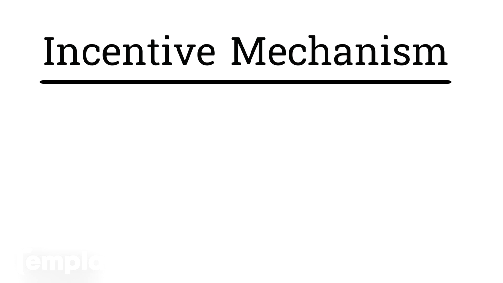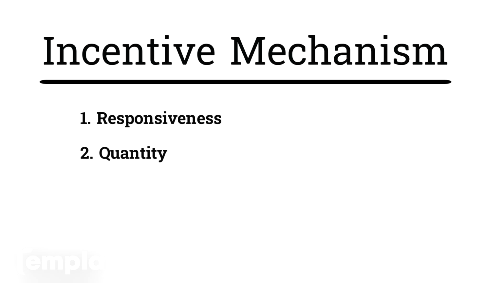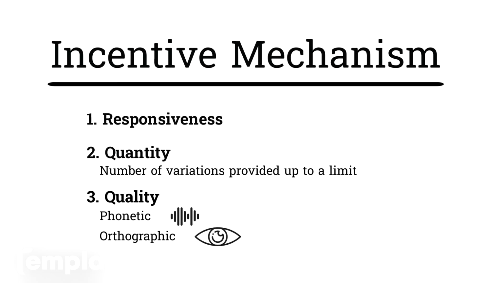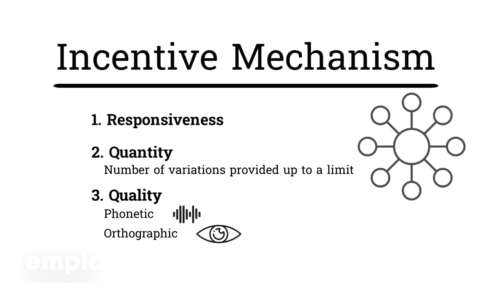At the time of this video, miners are rewarded based on the following. First, the responsiveness of the miner, and then second, quantity, so that's the number of name variations provided up to a limit. Thirdly, the quality. So this is the uniqueness and similarity of responses to the original names. So you might have some names with phonetic similarity, which is similar to how they sound, and then orthographic similarity, which is similar to how the names look. So you can see that the subnet here is incentivizing high variance between names and high responsiveness.